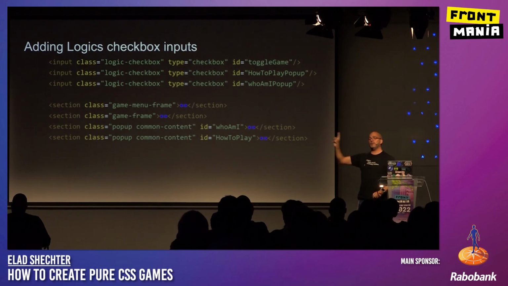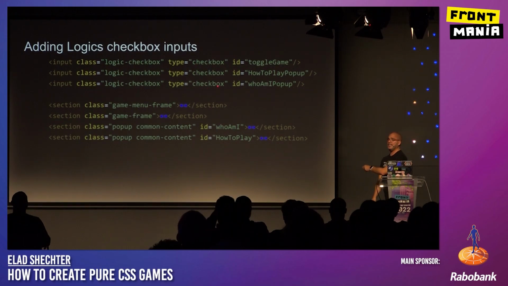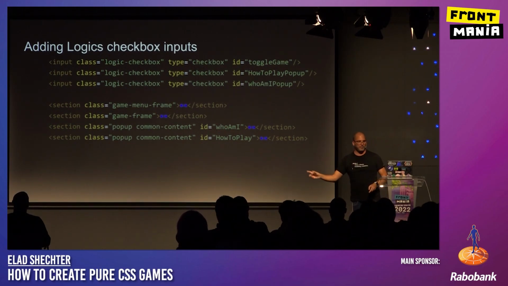The two other checkboxes are even simpler to understand. For the checkbox that has the ID name of How to Play pop-up, if it's unchecked, don't show me the How to Play pop-up, but if it's checked, please show me the How to Play pop-up. And the third checkbox, in the same way, has the ID name of Who Am I pop-up. If it's unchecked, don't show me the Who Am I pop-up, but if it's checked, please show me the Who Am I pop-up.